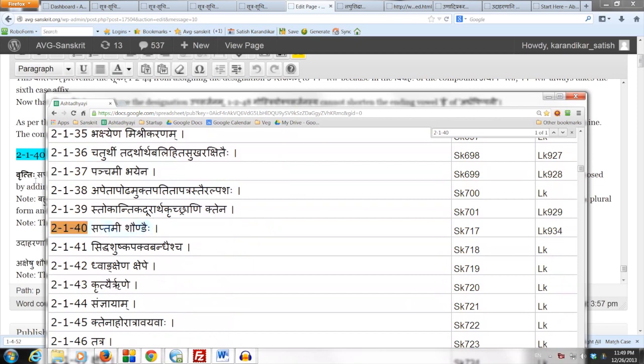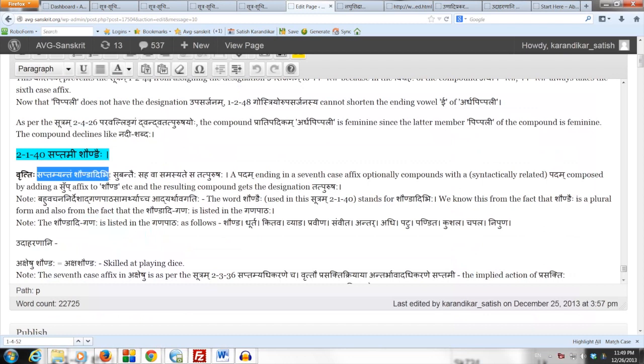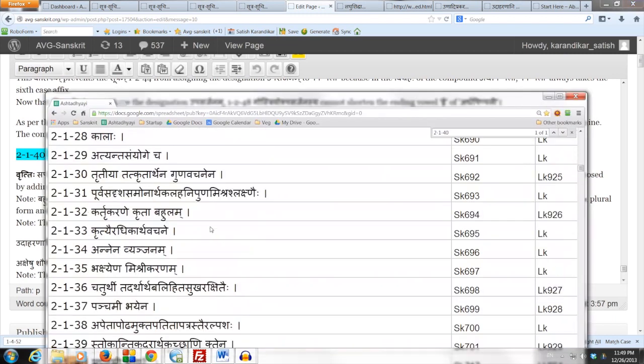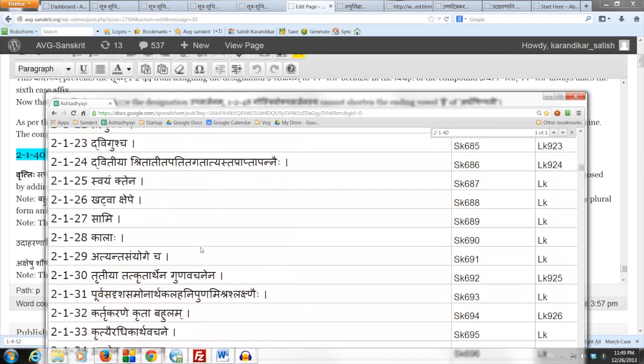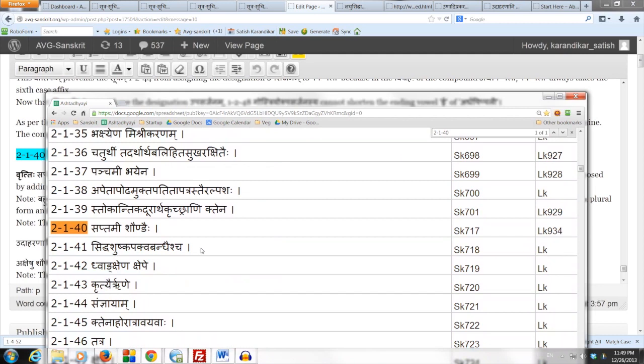Vritti says Saptamyantam Shaundadibhi Subantaihi Saha Vasamasyate Sa Tat Purushaha. Where does the vritti say va? Because we are in the adhikara of Vibhasha, which starts from 2111 and goes all the way down to 2229. So the compounding prescribed by this sutram is optional, which means that we may also construct a sentence, a vakyam, using the same terms as are used in the compound and get the same meaning.